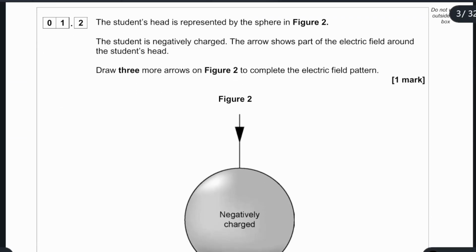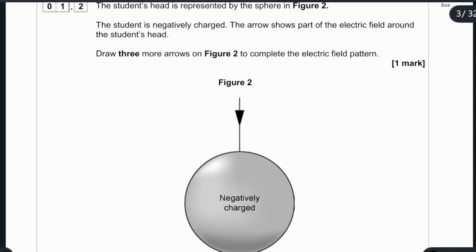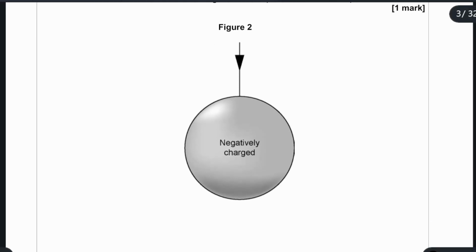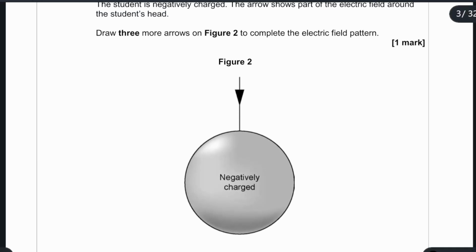The next question then, the student's head is represented by the sphere in figure 2. The student is negatively charged and the arrow shows part of the electric field around it. We're asked to complete this electric field. With an electric field, it shows the direction that a positive charge would be moved towards. So we see this arrow indicating the positive. If we put a positive charge in this field, it would move in this direction. So we just want to complete it for the rest of the field.